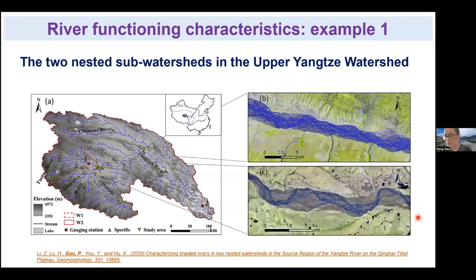Okay, next, I want to switch to the next topic about river functioning characteristics. I will introduce you to three examples of what we have done so far. The first one is in the upper Yangtze River watersheds. And in this study, we selected two nested watersheds. The first one is this smaller sub watershed, and the second one is this bigger one. And within these two watersheds along the main channel, we selected a braided reach from upstream, middle part, and downstream, respectively, and studied their morphological changes.